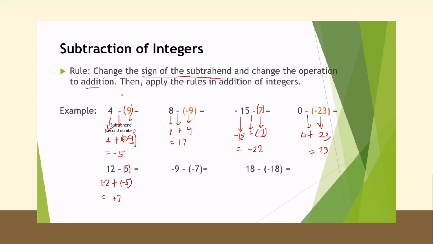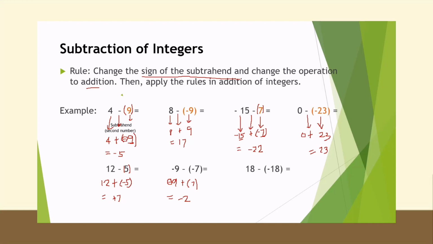Okay, next. Negative 9 minus negative 7. So we have negative 9 plus positive 7. So follow the rules for unlike sign. We have to subtract the number. 9 minus 7 is 2. Then copy the sign of the bigger number, which is negative. So the answer is negative 2.